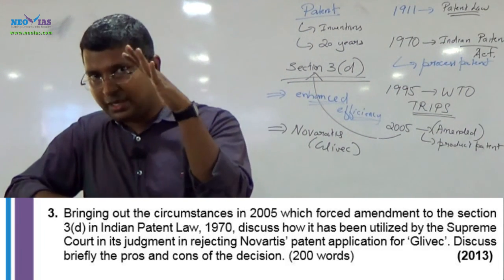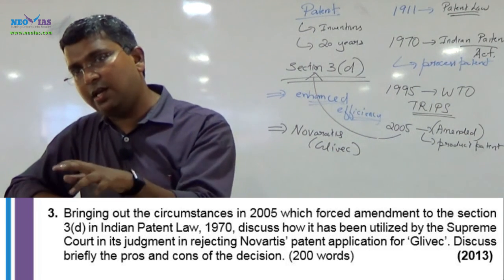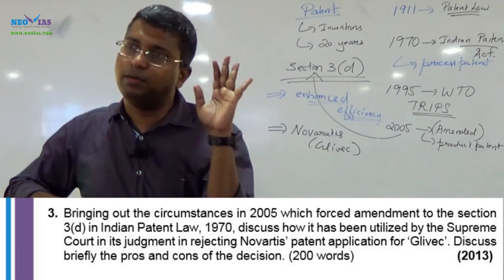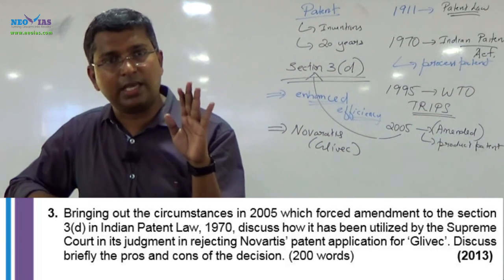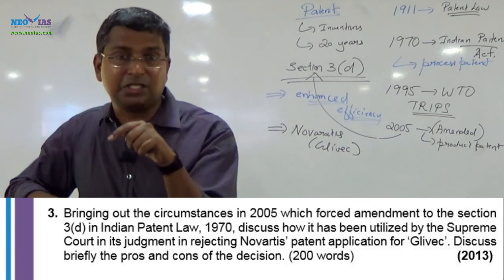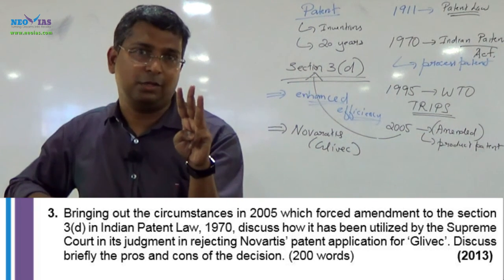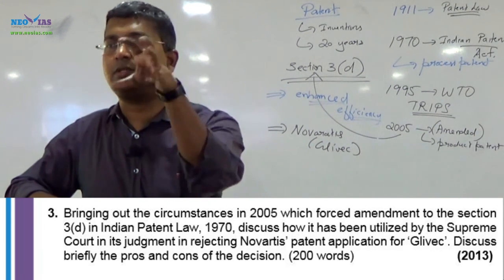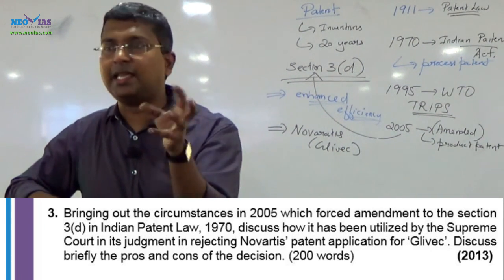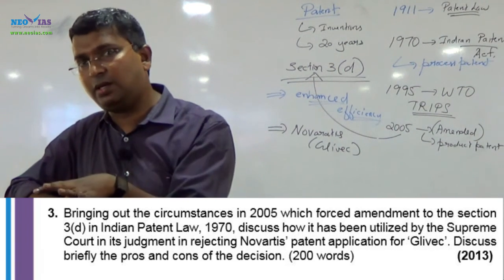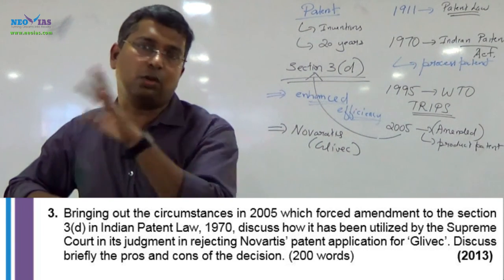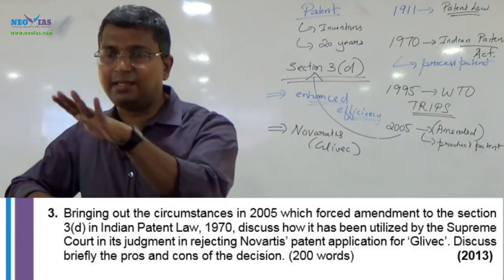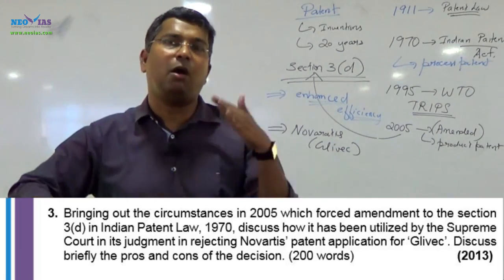I asked this question mainly because of this current affair, especially the Supreme Court judgment in the Novartis case. Now be clear, this question has three parts, and you need to address all three. The first part is why Section 3D was amended in 2005. Second is the Supreme Court judgment. Third is the pros and cons and a conclusion. So in 200 words, you have to address all these things. Everything is there in the material I had given. You just go and read that material on Section 3D.